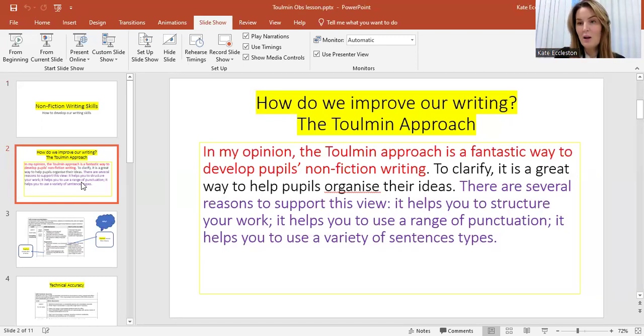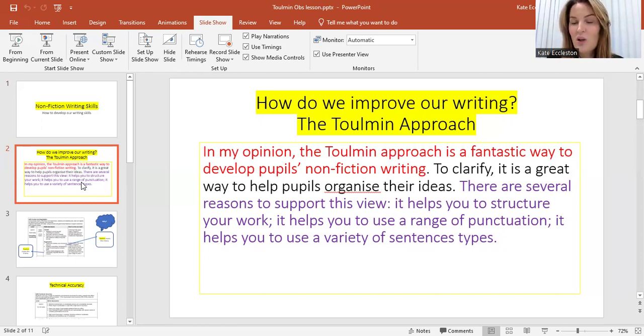So the Toulmin approach. In my opinion, the Toulmin approach is a fantastic way to develop pupils' non-fiction writing. To clarify, it is a great way to help pupils organise their ideas. There are several reasons to support this view. It helps you to structure your work, it helps you to use a range of punctuation, it helps you to use a variety of sentence types.